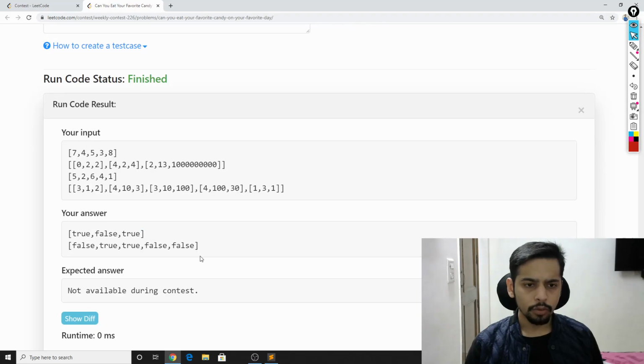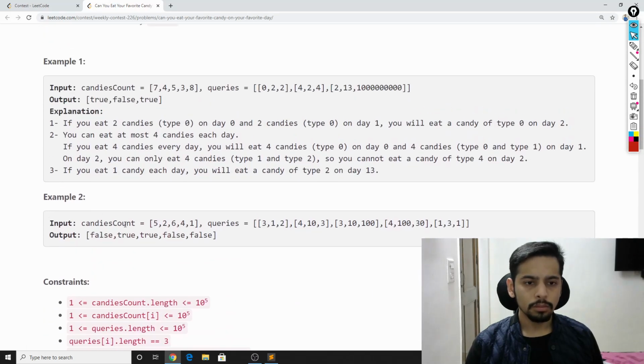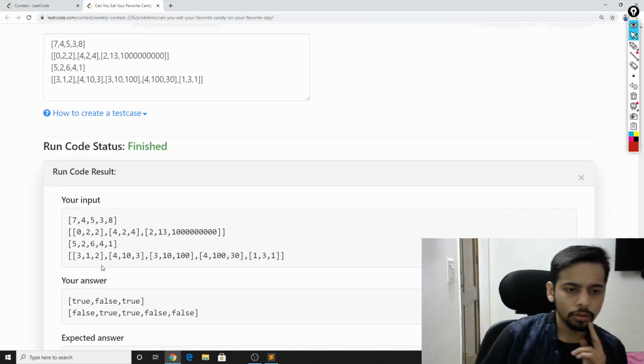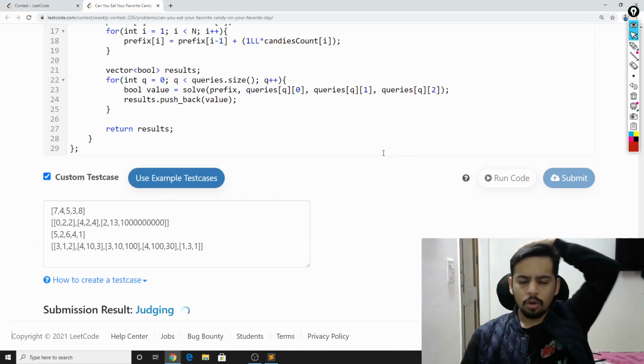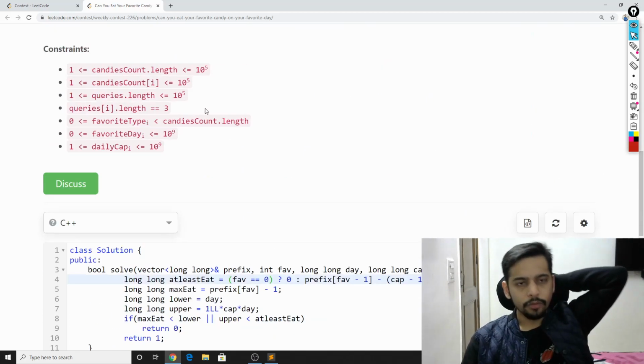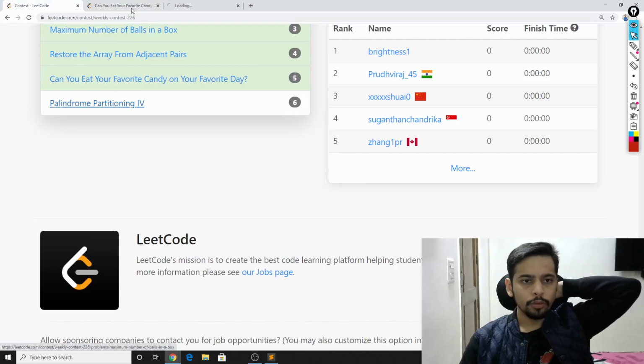We're getting answer true, false, true. Yep. And false, true, true, false, false. Yep. Let me submit. Took me a long time to code this up, and okay, finally it got accepted. We can move to final.